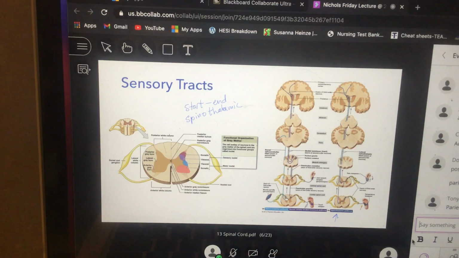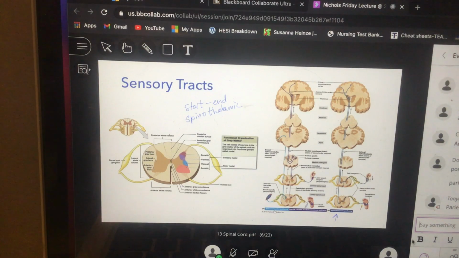And a new one begins in the spinal cord and goes up the lateral columns to the cerebellum. So that one is referred to as starting in the spinal cord, ending in the cerebellum. So it's called the spinocerebellar pathway.